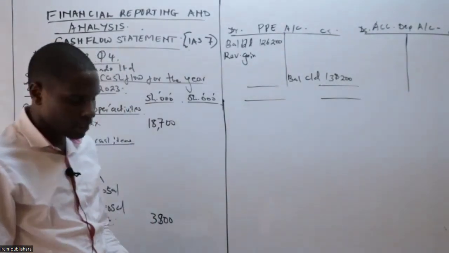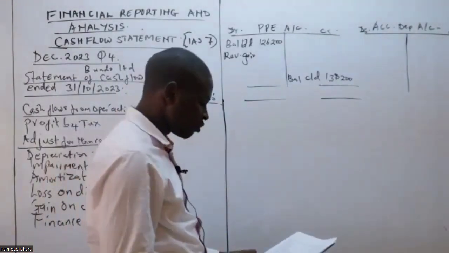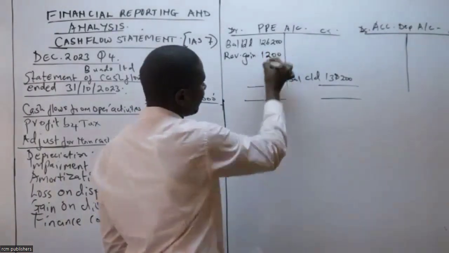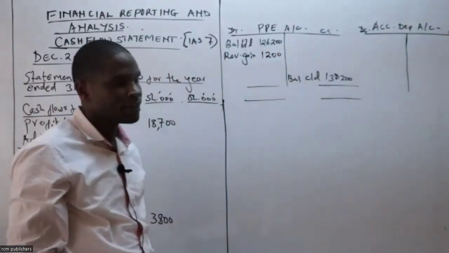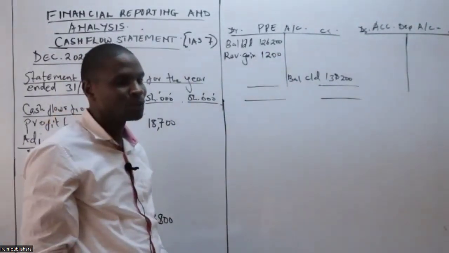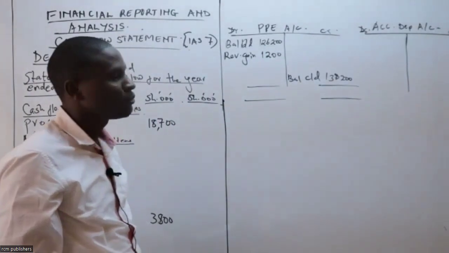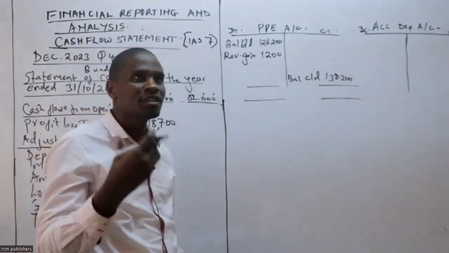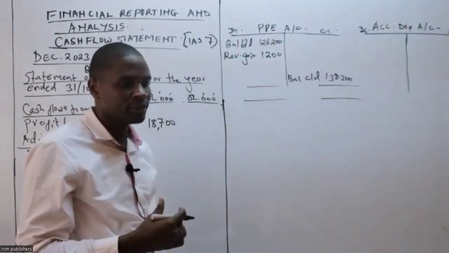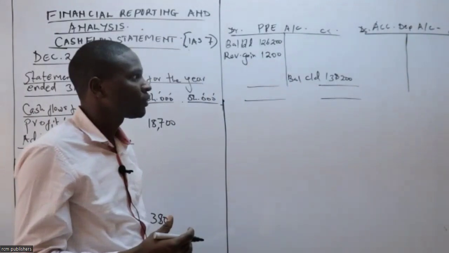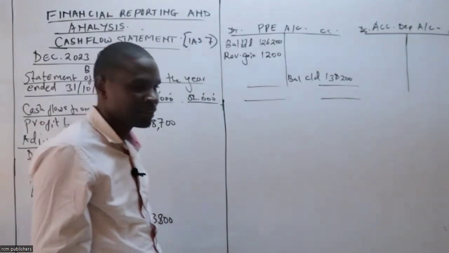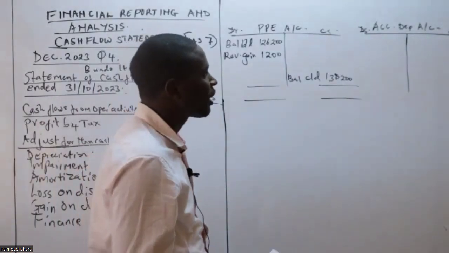Can you see still below what we have, that table, we are told that it was revalued upward and the amount was 1,200. With that, we are able now to go on the other side to do the same for our accumulated depreciation. Is accumulated depreciation an asset or a liability? Of course, it's an expense, right? Therefore, it will be having a credit balance.